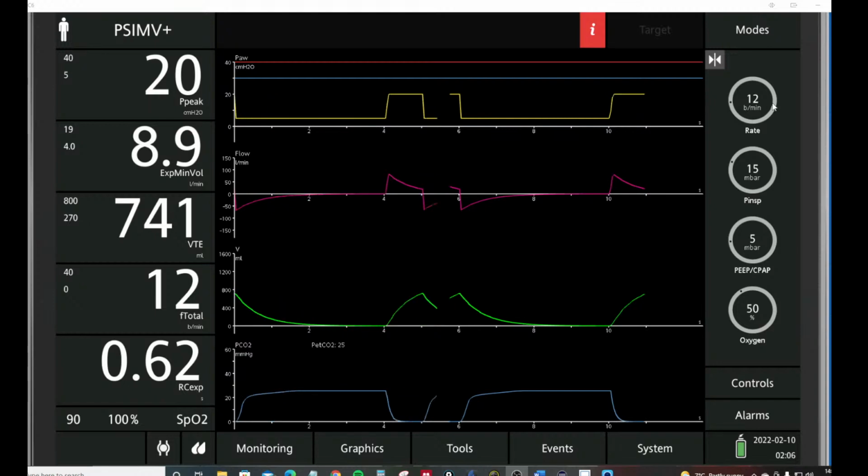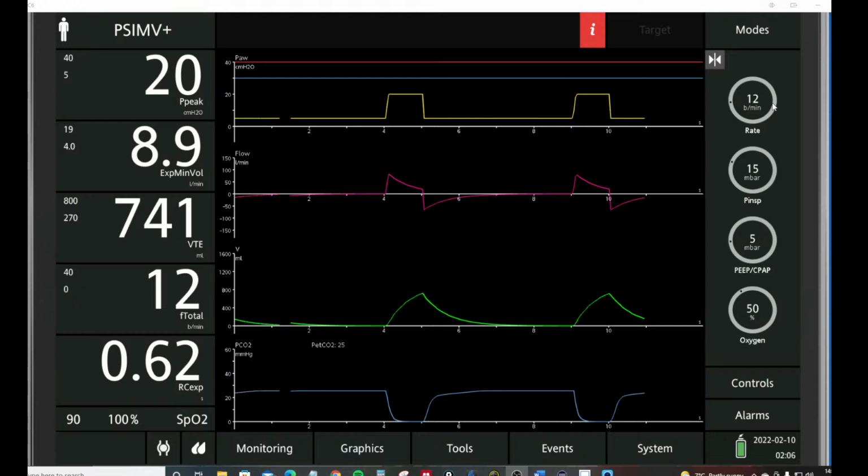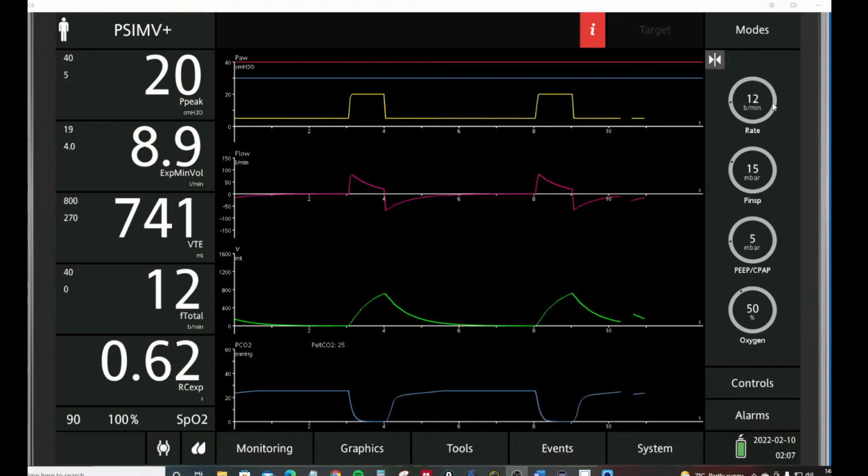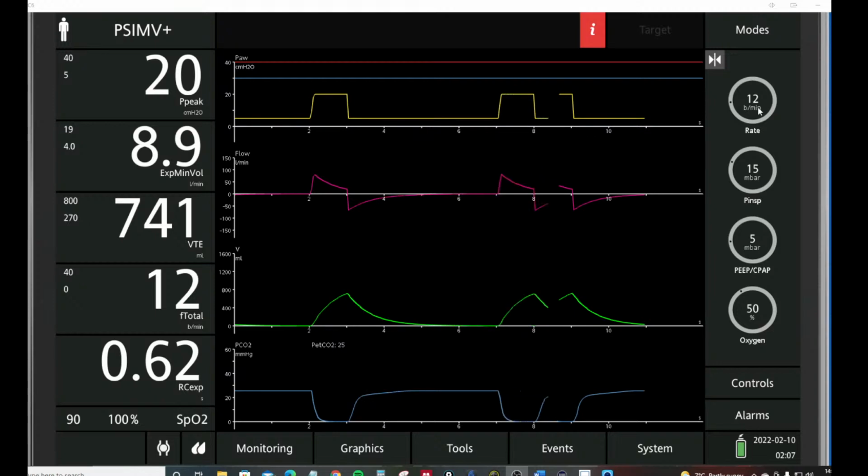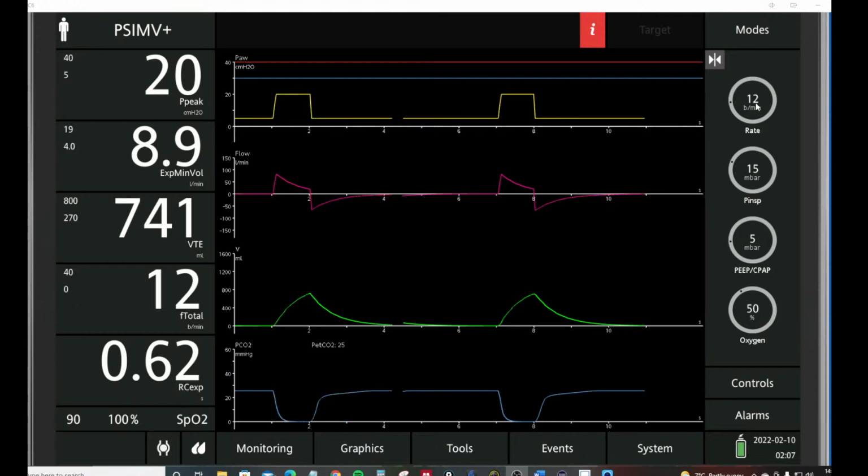Then you've got the rate. Now this is the rate that the ventilator is set at. So the ventilator is going to give this patient 12 breaths, regardless of what the patient does. And in PSIMV, they can do something should they want to, or should they be able to. But this particular patient, I've assumed, is, let's say, paralyzed or very, very heavily sedated and not taking any breaths for themselves. So this ventilator will give the patient 12 breaths. So they're going to give them one breath every 5 seconds. And obviously this can be changed.